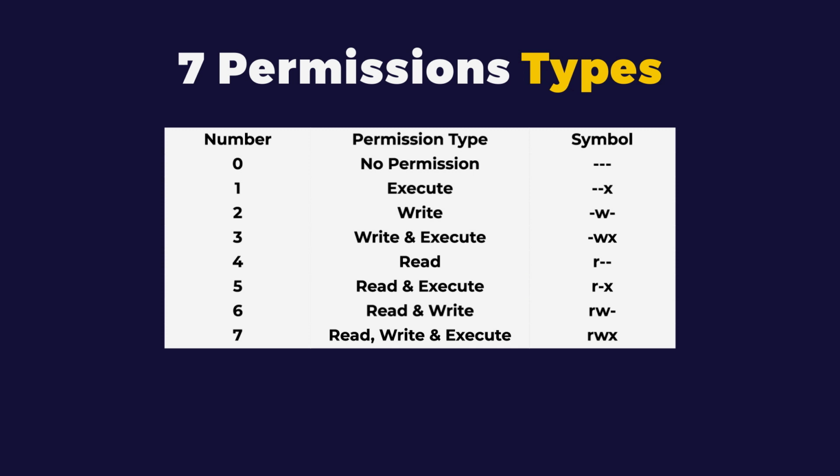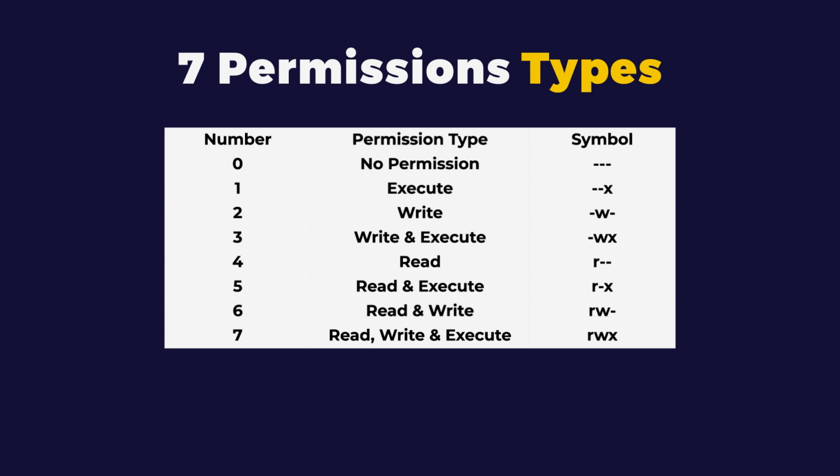If I further explain this phenomenon, as you can see on your screen, we have a table in which we have numbers that start from 0 and end at 7. Then we have permission types and then we have symbols. 0 means no permission and the symbol for that will be dash dash dash. 1 means execute, which means the user will not be able to read or write that particular file or group, but he or she will be able to execute it.